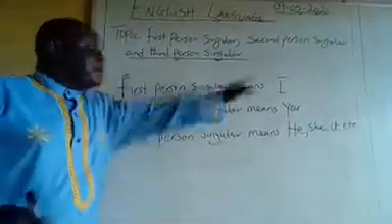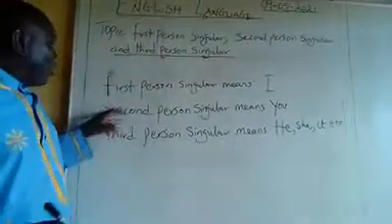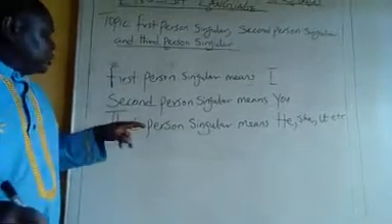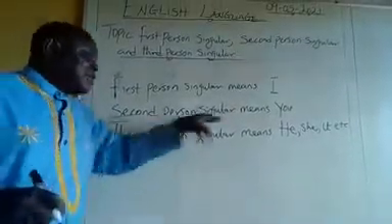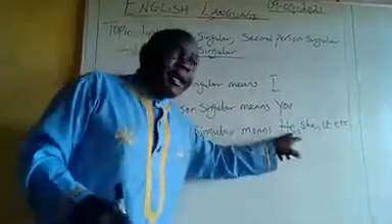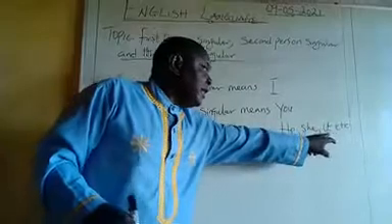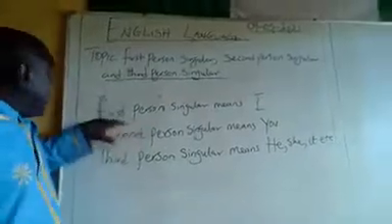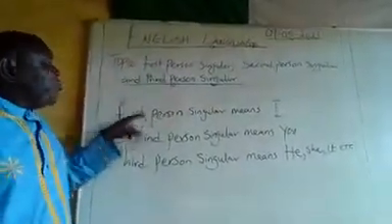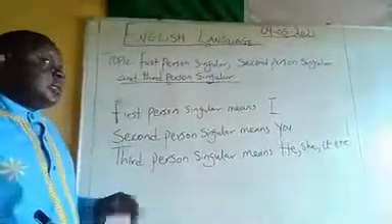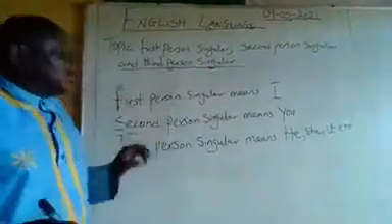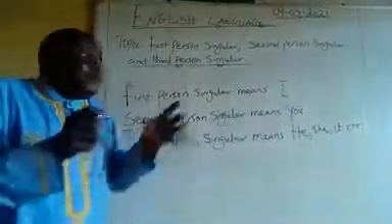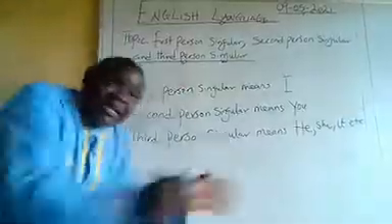First person singular means I. Second person singular means you. Third person singular means he, she, it, etc. The verbs of the first person singular and the verbs of the second person singular are the same.